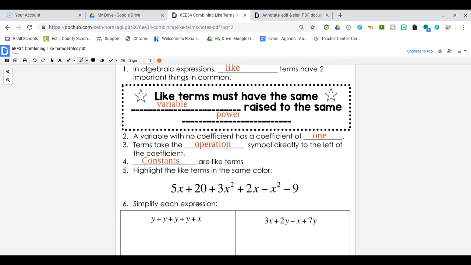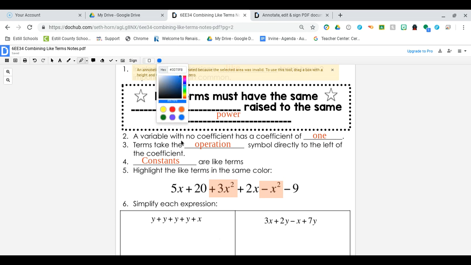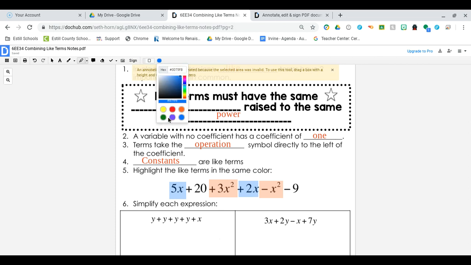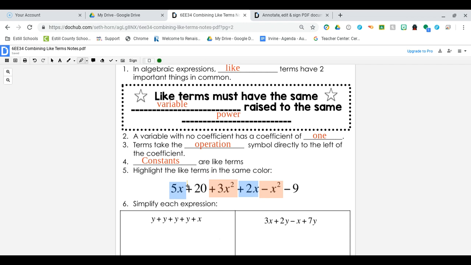So if you look at our example, again, we had 5x plus 20 plus 3x squared plus 2x minus x squared minus 9. You always want to start with the terms that have the variable raised to the highest power. In this case, that's going to be the second power. Then you want to move down to the next level, which would be 5x and plus 2x. Don't forget to grab the operation symbols because if you forget those, sometimes people get confused and always end up adding them instead of subtracting them if that's what you're supposed to do.